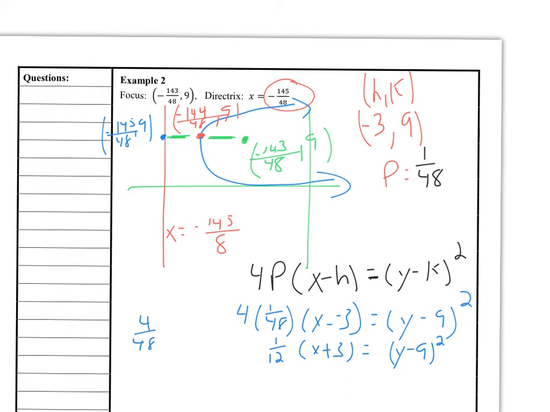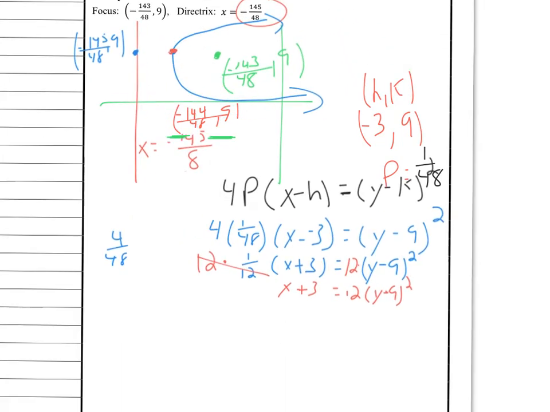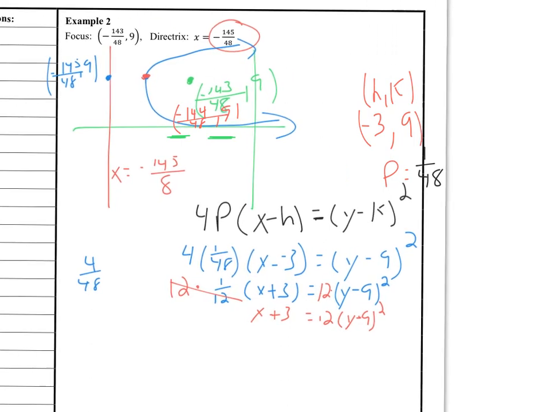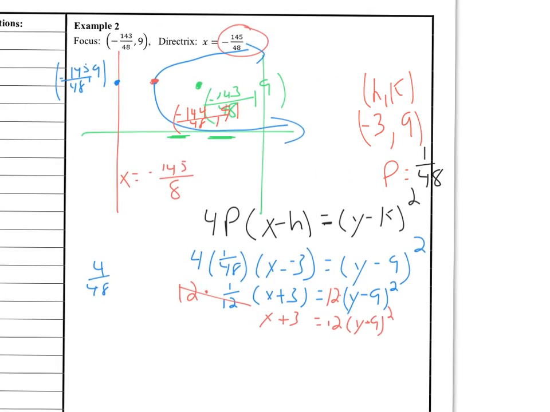To get rid of the 1/12, we're going to multiply both sides by 12. So 12 times it. Those cancel, and we're left with x plus 3 equals 12 times y minus 9 squared. Okay, last step, subtract over the 3. Subtract over 3 and you should be good. So x equals 12 times y minus 9 squared minus 3. You're all done.